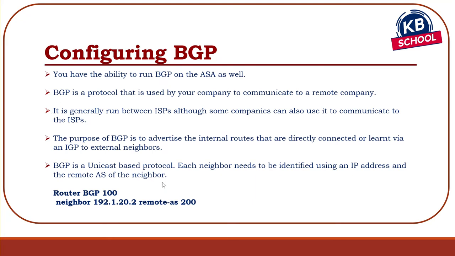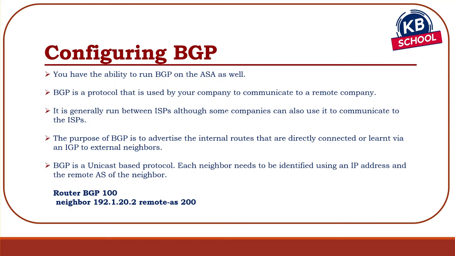BGP is a unicast-based protocol. That means I need to define who my neighbor is. So for example, over here I'm saying I'm in AS 100, my neighbor is 20.2, whose remote AS is 200. So these are the two parameters that I need to provide to establish a neighbor relationship towards my remote neighbor. This AS number is the AS number that has been assigned to me by IANA or by my ISP, which in turn will get it from IANA.